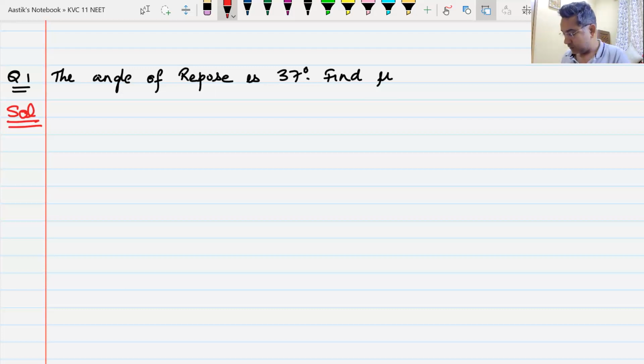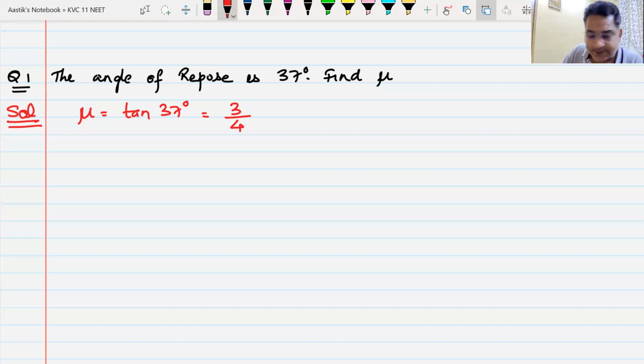Okay. So how will I get the value of mu? Mu is equal to tan of 37. The value of tan of 37 is 3 by 4, sine of 37 divided by cos of 37. The answer is 3 by 4. Do we understand this? Yes or no? It was a very simple question. I hope you understand this. Then comes one more question. I will make the question.